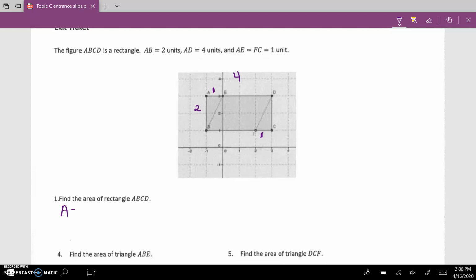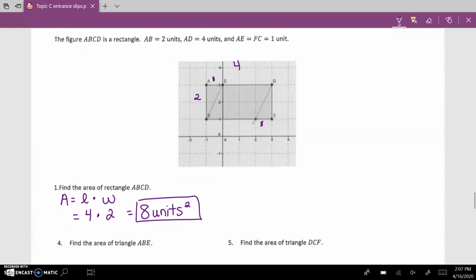So the area of a rectangle is the length times the width. So the length all the way across was 4 times the width, which is kind of like the height, is 2. So this would be 8. And we should get in the habit of using labels. So this would be units squared.